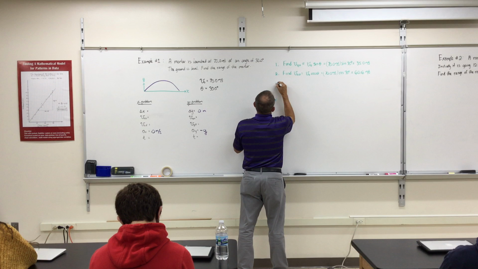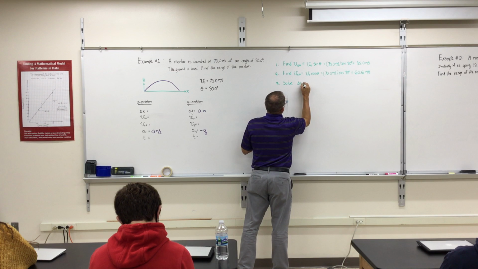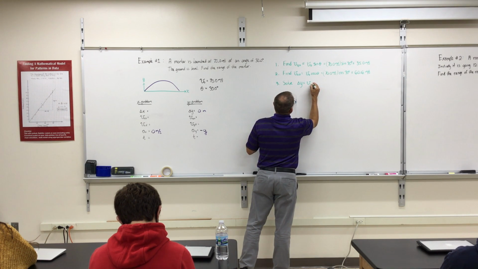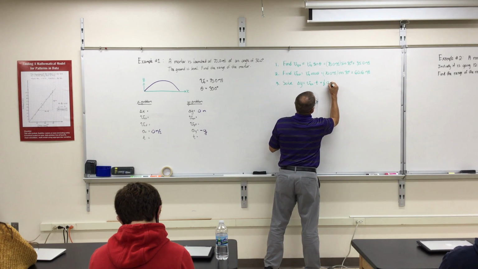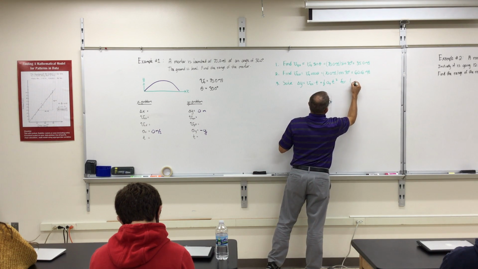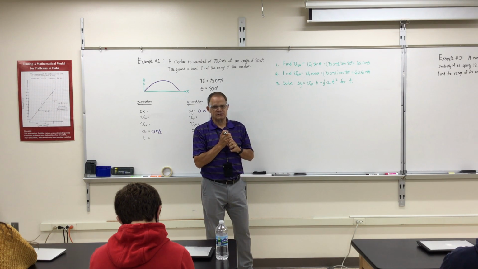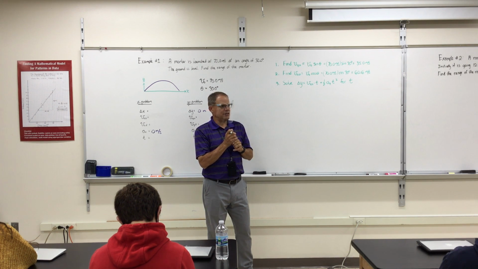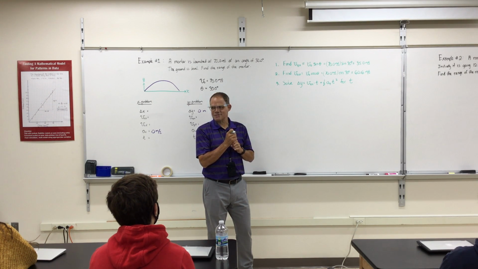So the third thing we're going to do here is solve for the exact time. So delta y equals the initial velocity in the y direction times the time, plus 1/2 the acceleration in the y direction times the time squared. And we want to solve this for t. How are we going to solve that for t? Can you get t by itself? Come on, help me here. How are we going to solve that for t? What's your guess?